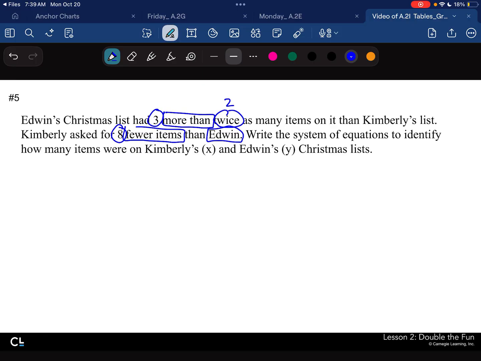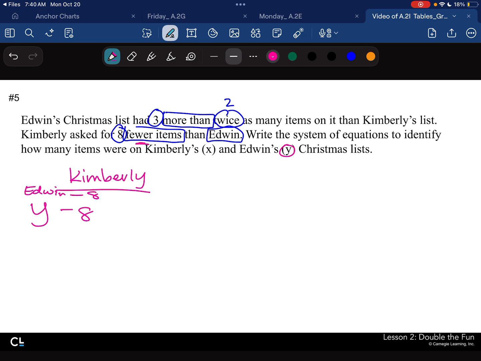So let's just start with Kimberly. Kimberly asked for 8 fewer. If she asked for 8 fewer, what does that mean? Than Edwin. So Edwin is y. So 8 fewer means minus Edwin's. So here Edwin represents our y value. So Kimberly's equation can be y, because that's Edwin, minus 8, which is just y minus 8. Because Kimberly asked for 8 fewer items than Edwin.